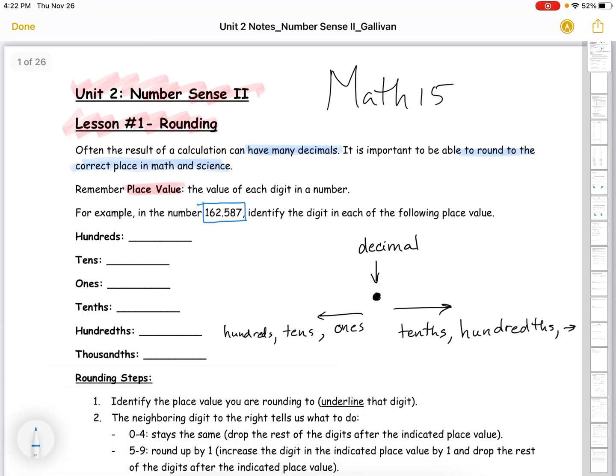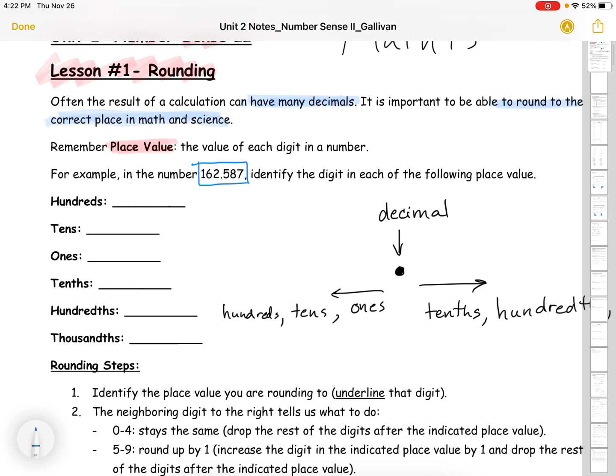We have the number 162.587. We want to identify the digit in each of the following place values. In our hundreds column, that would be a 1. Our tens would be the 6, so we've got 60 there. Our ones would be a 2. Then we have our decimal, and then our tenths, which is a 5, our hundredths, which is an 8, and our thousandths, which is a 7. So it's important to know where all of those numbers fall in terms of their place value.